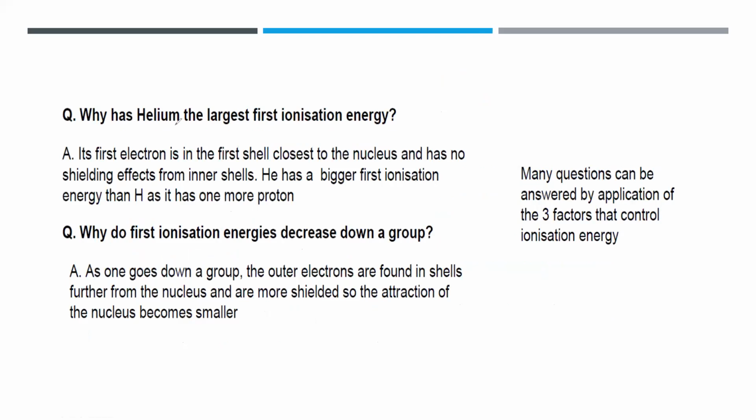So if they ask a question, these are the questions from the past paper. So if they ask the question, why helium is having the largest first ionization, what is the reason for that? Because helium's electronic configuration is 1s2. So the first shell is there with only 2 electrons, and it has 2 protons, and it is the smallest atom. So its first electron is in the first shell, which is closer to the nucleus.